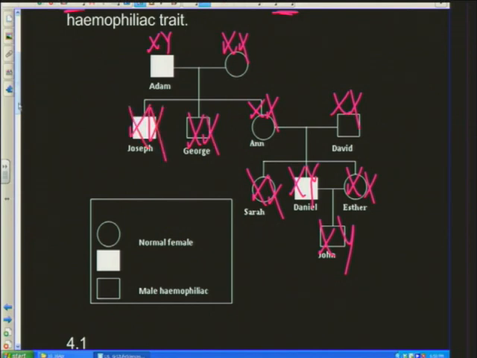Remember, when it's sex linked, you have to use the letters X and Y in your answer. If you do not, then your answer is wrong. If it's not sex linked, you cannot use X and Y. Remember that. Okay, so they're telling you that now.